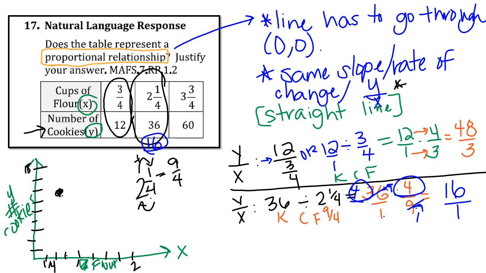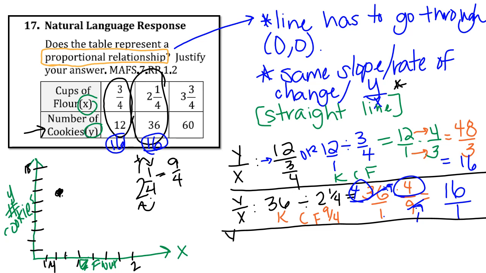Now I'll go back to the top one because we left that as 48 over 3. We can actually reduce that. If we do 48 divided by 3, we get 16 over 1. So far they're the same number. So far they're showing us that they're proportional. All right, now let's go ahead and do that last one. I'm running out of space.